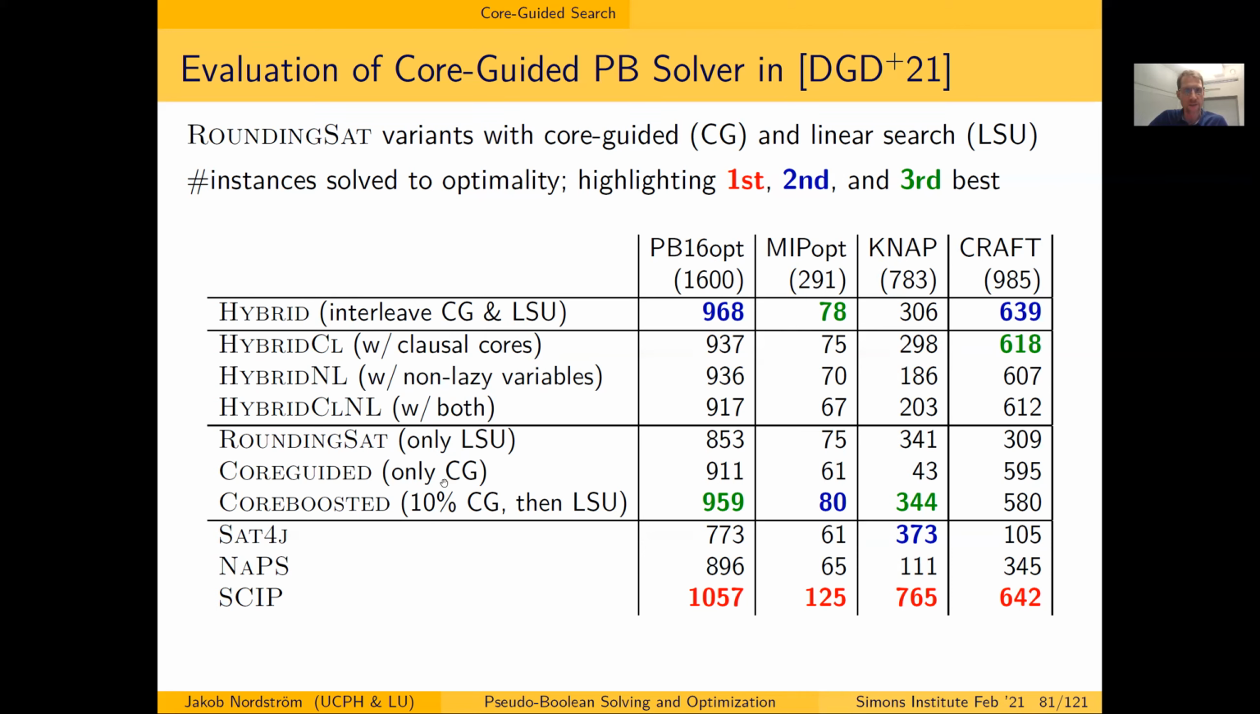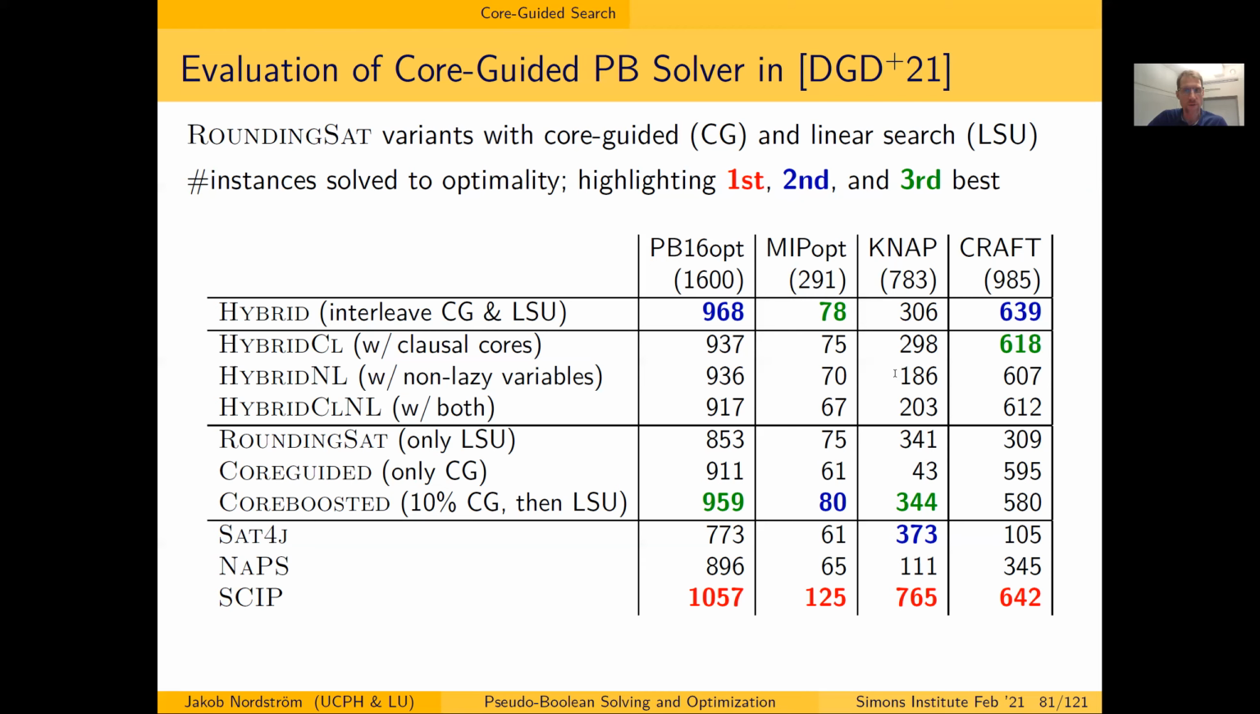We try to investigate how much the different aspects of the implementation contribute. So one interesting thing with Pseudo-Boolean solvers is that the cores are not necessarily clausal. They can be general cardinality constraints. So we try to switch this on and off. And we can see that the fact that you can get non-clausal cores actually seems to contribute fairly significantly. Not always, but usually there's a boost in performance when you can have also non-clausal cores.